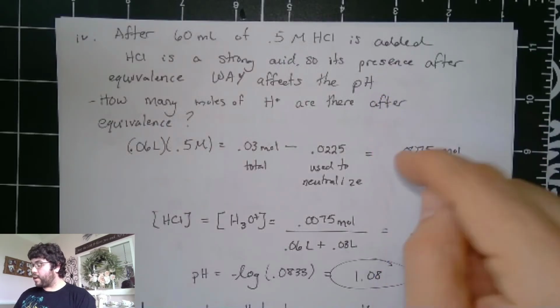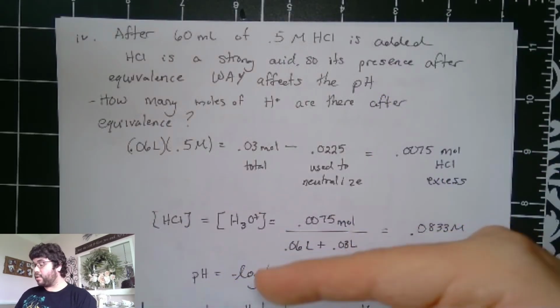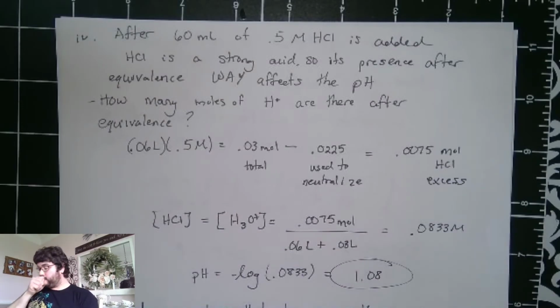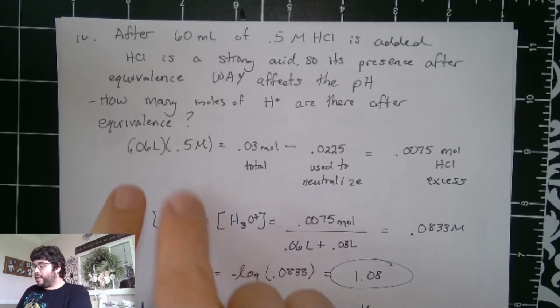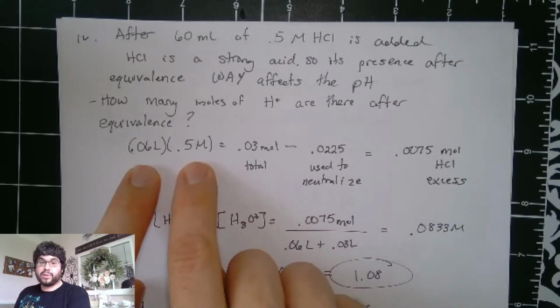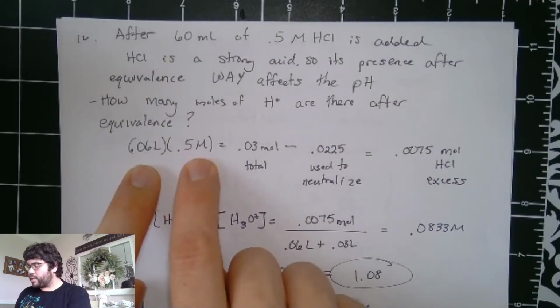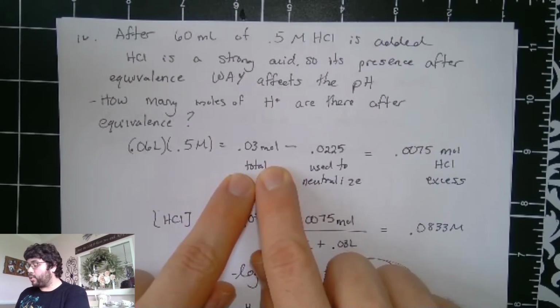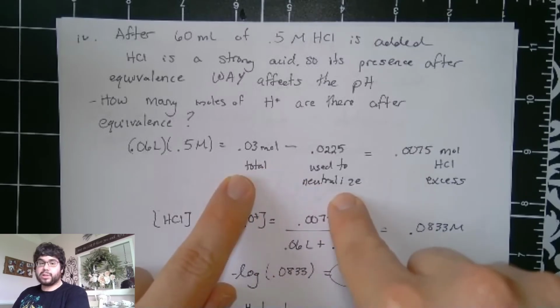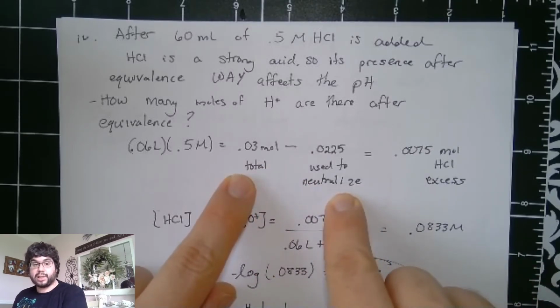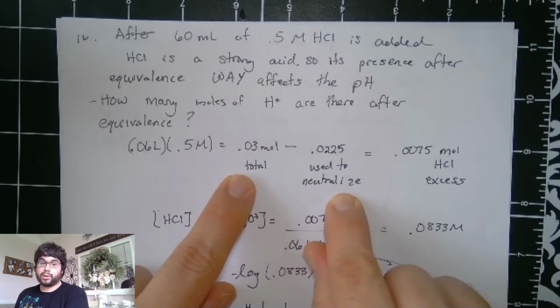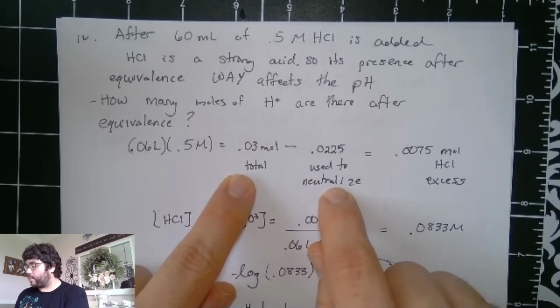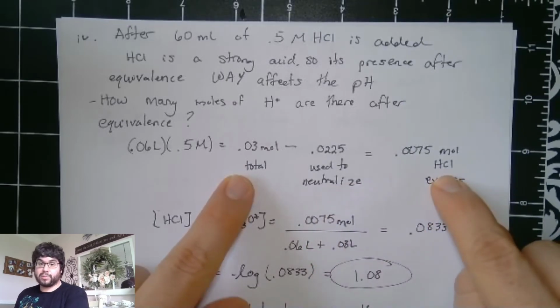So we need to figure out how many moles of HCl more we have added, and then from there, we can figure out what the pH is. So we added 60 mils of HCl at a concentration of 0.5 molar. We therefore added a total of 0.03 moles of HCl. How many moles of HCl did we use to neutralize this solution and get to the equivalence point? We figured that out earlier, 0.0225 moles. So we have an excess of 0.0075 moles of HCl.